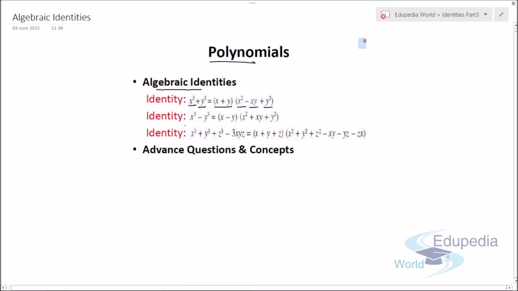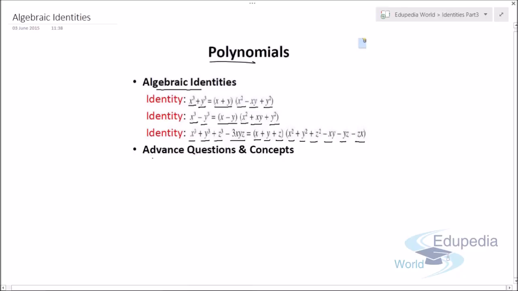The second identity we'll be discussing is x³ − y³ = (x − y)(x² + xy + y²). The third identity we'll be discussing is x³ + y³ + z³ − 3xyz = (x + y + z)(x² + y² + z² − xy − yz − zx).